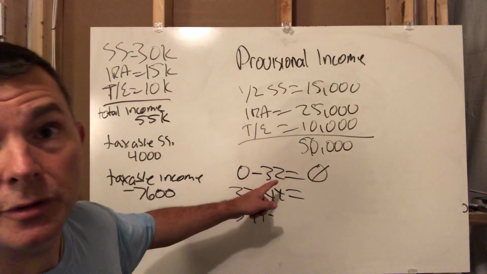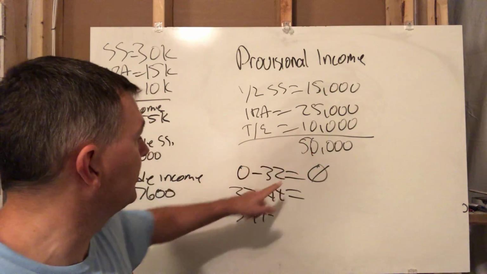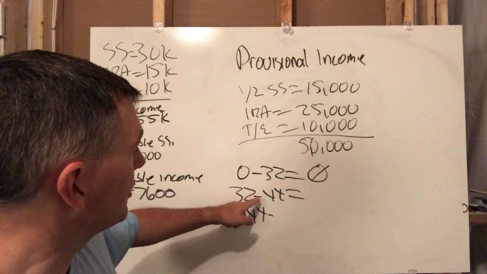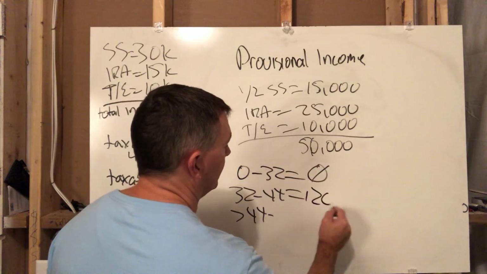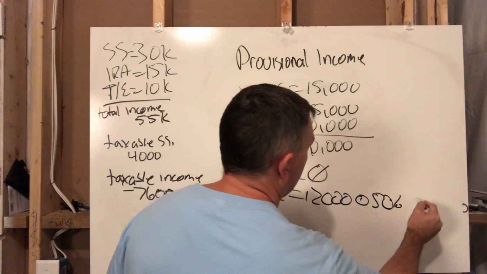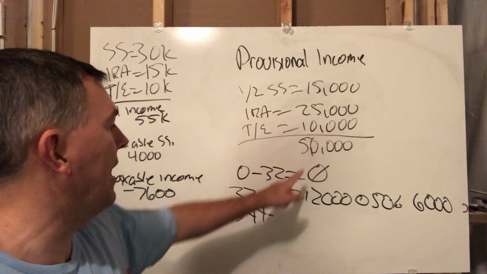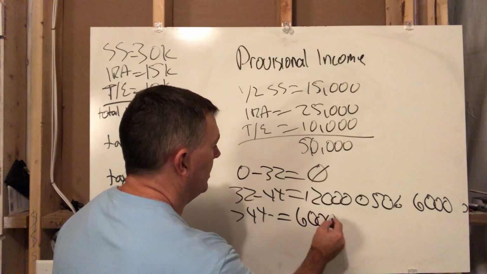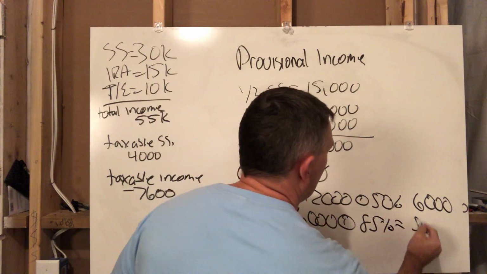The first $32,000 is not subject to tax. The next amount, $50,000 minus $32,000, leaves $18,000 total, of which $12,000 is subject to tax at half. You multiply that by 50%, which is $6,000. And then $50,000 minus $44,000 equals $6,000, which at 85% is $5,100.